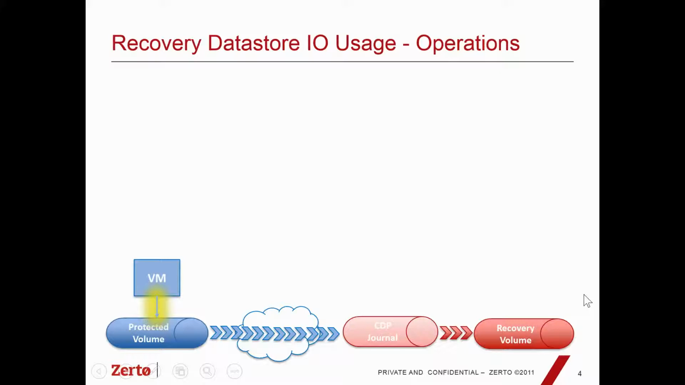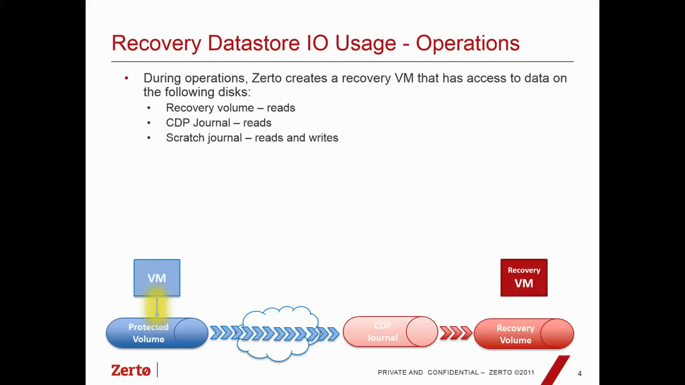Now during operations, things are a bit different. For Zerto, we create the recovery VM when the operation's created. And basically this VM could possibly have data in three locations. The first is the recovery volume that's attached to the virtual machine for the operation. The other two possible locations are the CDP journal, so depending on the checkpoint that's chosen for the operation, there could be data within that journal, and the Scratch journal, which we're going to cover in a little bit more detail on the next slide.